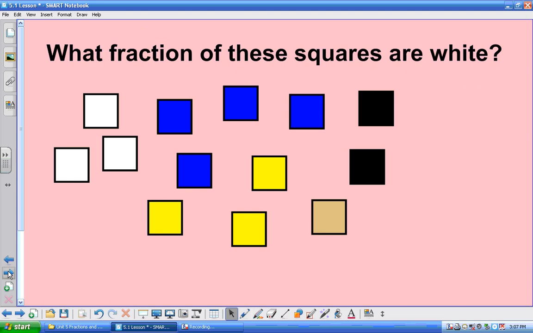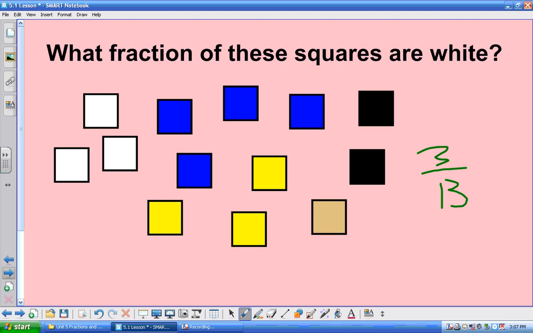What fraction of these squares are white? Who is it? David's not here. Try again. Okay, Sid. What fraction of these? 3 out of what? Right on the board. 3 out of what? Okay. 3 out of 13. Is she correct? Yeah, you're starting to understand.